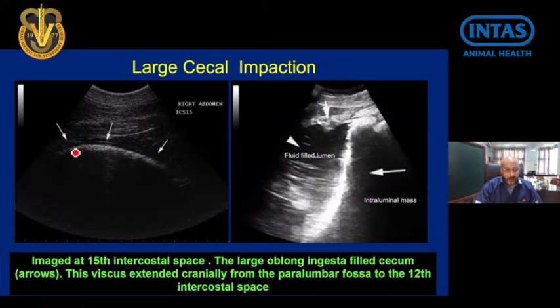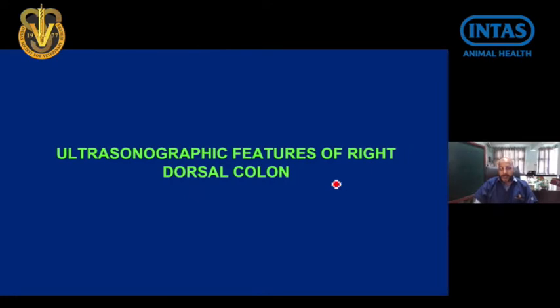Here you can see this is imaged at the 15th intercostal space, and there you can find a large oblong cecum. This viscus extends up to the paralumbar fossa to the 12th space here, with a lot of fluid inside. Within the cecum you find fluid separated by an echogenic line, and beyond that you find a hypoechogenic structure. So this is the obstruction or intraluminal mass or impacted mass, which we normally refer to as a coprostatic obstruction. So this is an obstructed mass here, and cranial to this the lumen is filled with fluid, and a third space is being created. You are lucky if you find such findings in the intestinal tracts when you do the sonography.